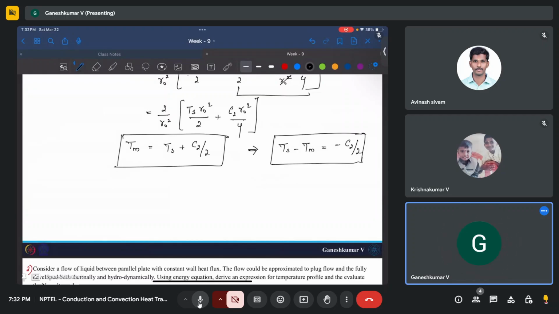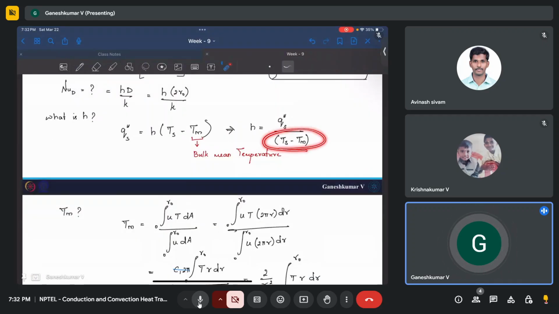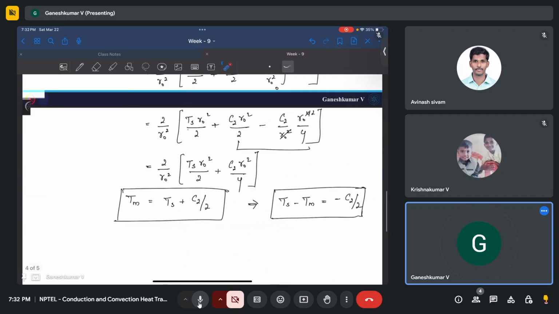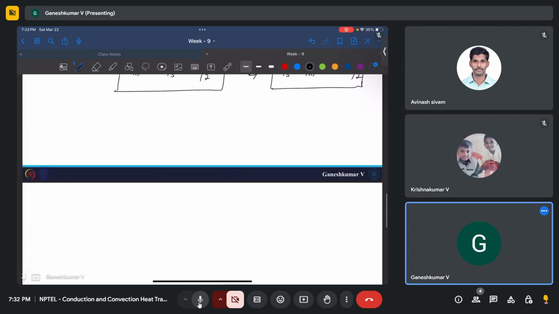Okay. So basically we found Ts minus Tm. Now we need to find Qs double prime, which is nothing but surface heat flux or wall heat flux. For that, we will use the definition of wall heat flux. We already did that in terms of convection. Now we can write it in terms of conduction. Okay, wall heat flux is nothing but k times dou T by dou R at R equal to R naught. Okay, this is your wall heat flux from Fourier's law of conduction.